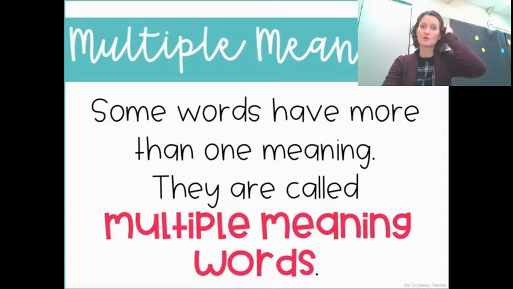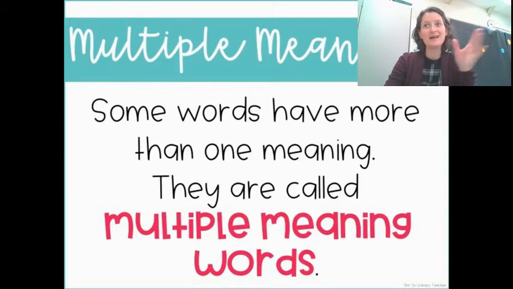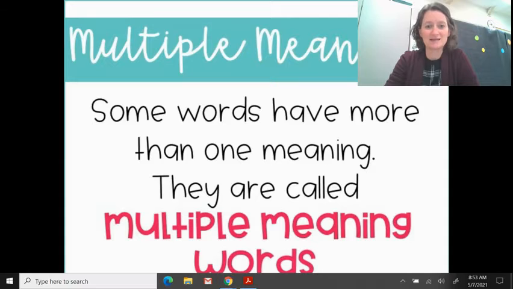So sometimes you're going to hear a word and it could mean one thing and it could mean something else, and you have to figure out which meaning the word has. You'll come across these words all the time in your reading and your writing.